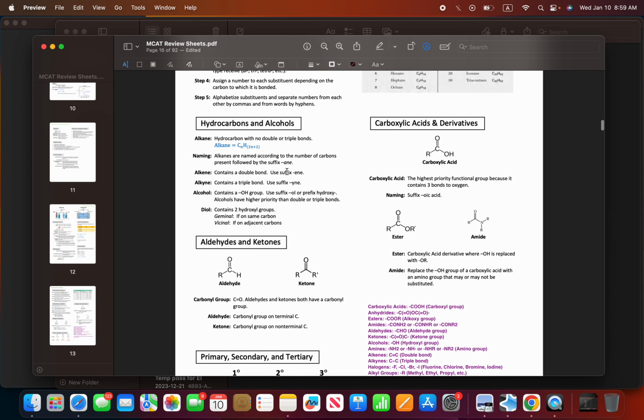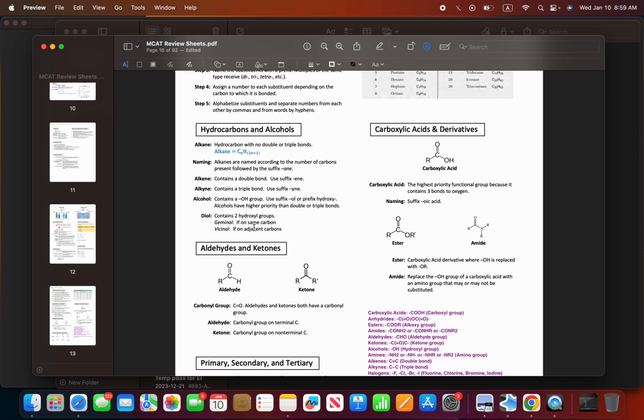Then we have diols containing 2 hydroxyl groups, geminal and vicinal. So geminal is if it's on the same carbon, and vicinal if it's on adjacent carbons.